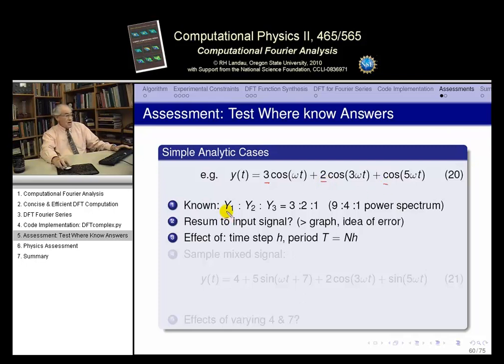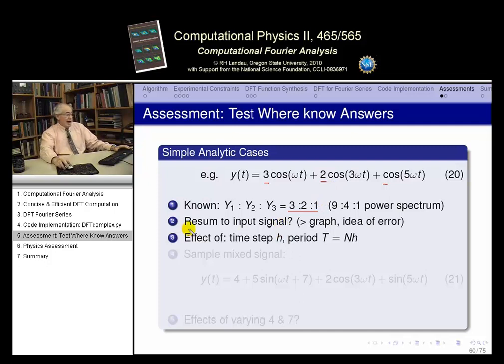So the 3 Fourier transforms you get out should be evenly spaced, 2 omega, and they should have a ratio of 3, 2 to 1. Or if you're looking at a power spectrum, then it should be 9, 4 to 1. That's it. Okay? So if you don't get that, you know you're wrong, but then you should see how well you get that. That's step 1.